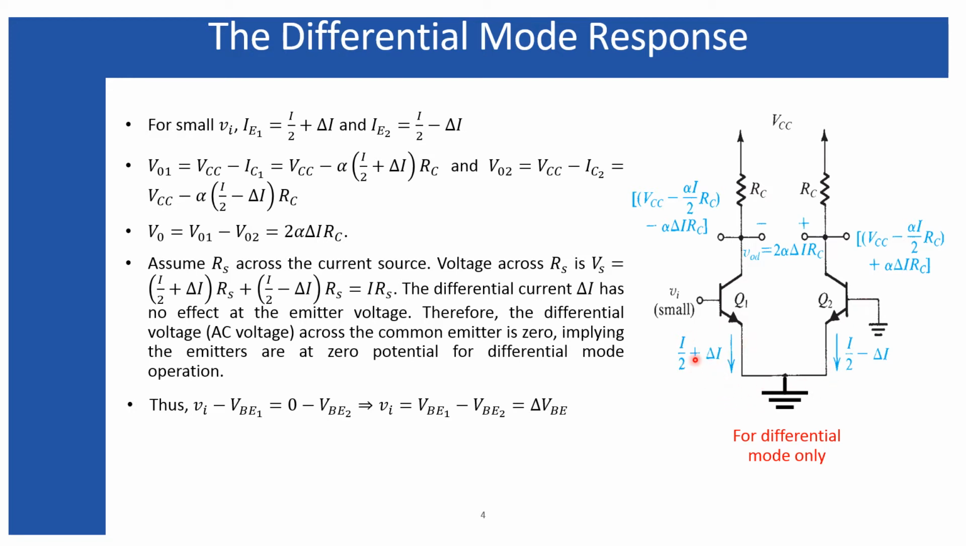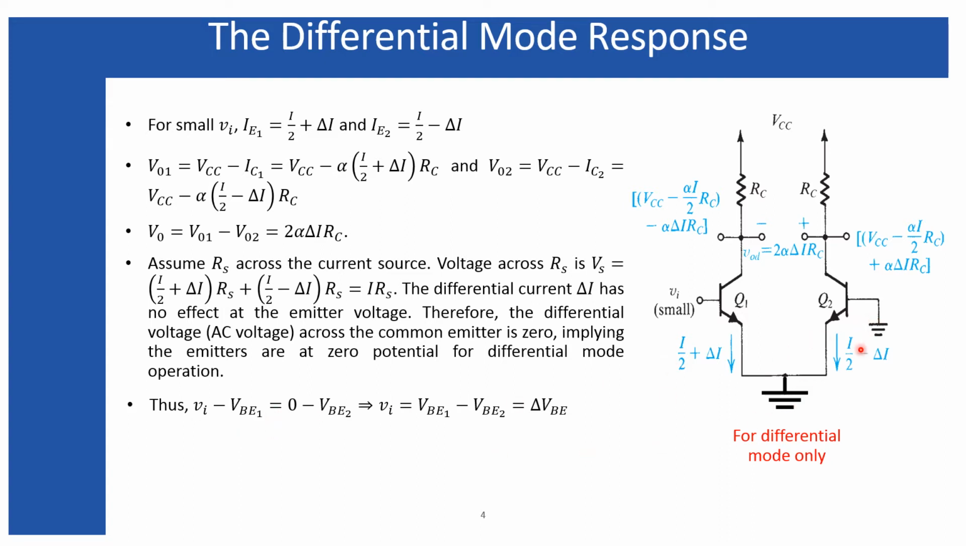Only for the differential mode voltage, the incremental change of current gets increased in transistor Q1, and a similar amount of current gets decreased from transistor Q2, and that defines the differential mode emitter current. That is why the differential mode voltage at the emitter terminal is 0. We can assume that for differential mode application the ground potential appears at the emitter terminal. It is virtually grounded, not actual ground, but since the differential potential is 0, we can place a virtual ground at this terminal, and that defines Vi minus VBE1 equals 0.